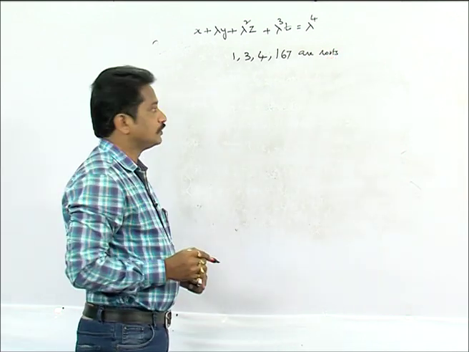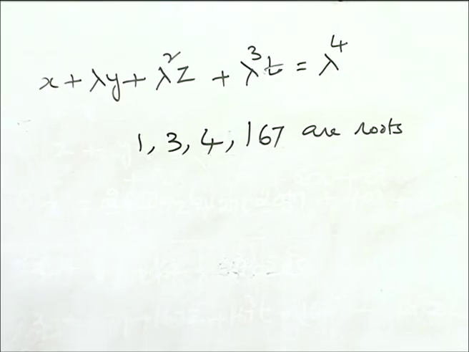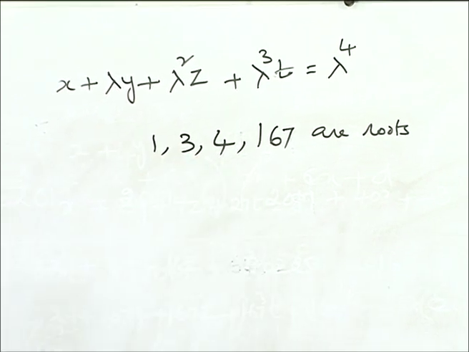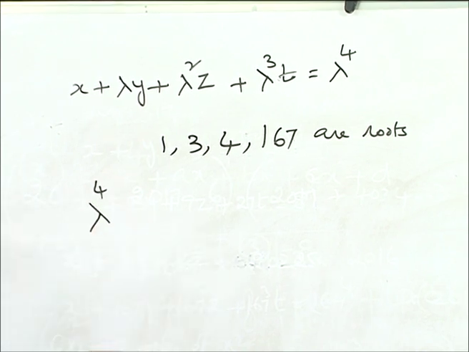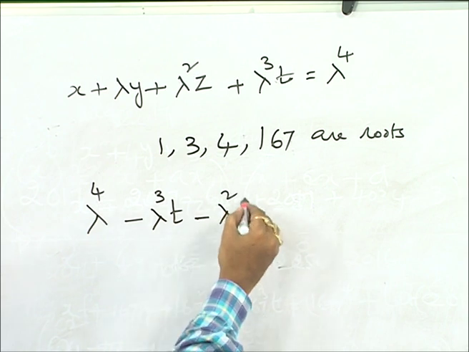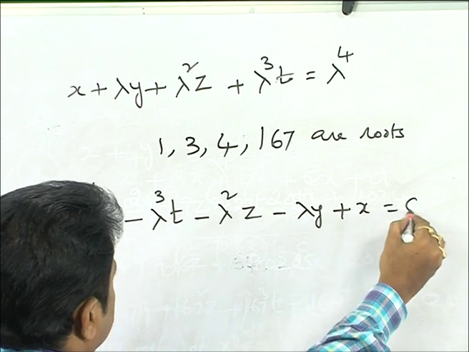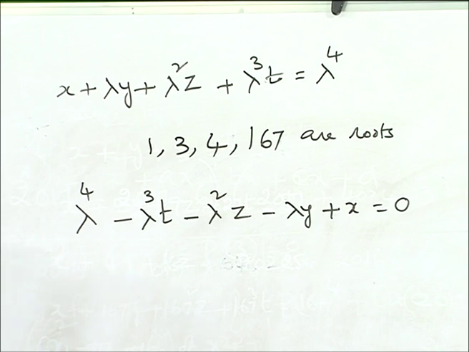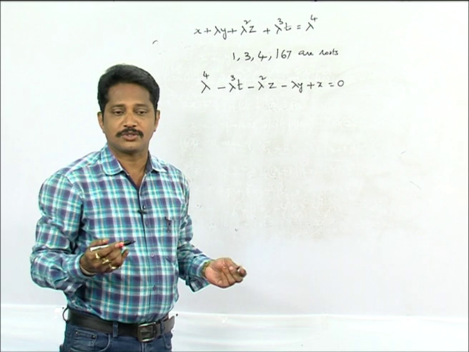Clear? 1, 3, 4, 167 are the roots of this equation. Now, I am writing this equation in order, degree wise: lambda to the power of 4 minus lambda cube t minus lambda square z minus lambda y plus x is equal to 0. It is in the form of x to the power of 4 plus bx cube plus cx square plus dx plus e equal to 0.